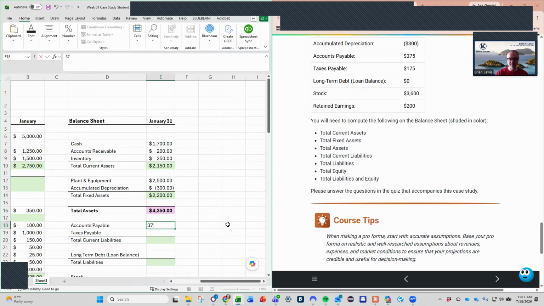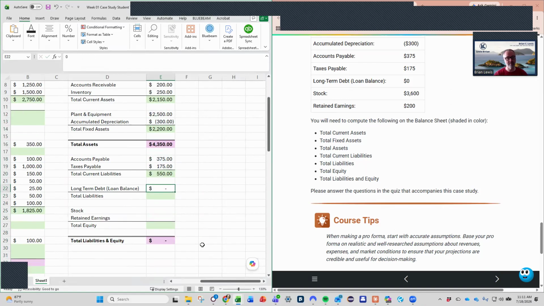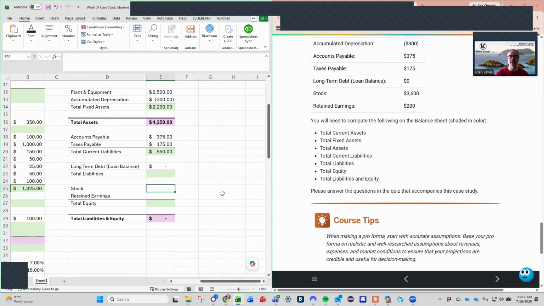Accounts payable is 375. Taxes payable is 175. We can sum this, right? And then your loan balance, long-term debt, loan balance is 0. So your total liabilities, I'm going to let you calculate that as your current liabilities plus your long-term. Your stock is going to be 3,600, and your retained earnings is 200. So the sum is straightforward.